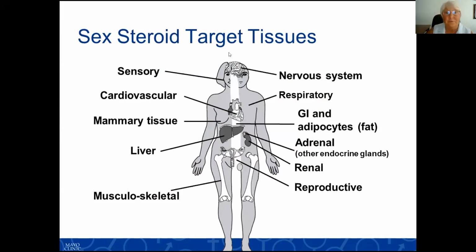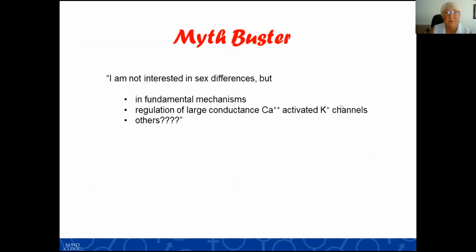So just to reiterate, the sex steroids target every cell of the body as well. So we have this idea that people may not be interested in studying sex differences. I've heard this from several investigators when we run our workshops, similar to what we're going to be talking about today. They said, I'm not interested. I'm only interested in fundamental mechanisms.